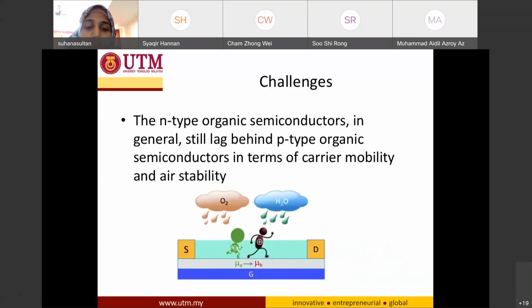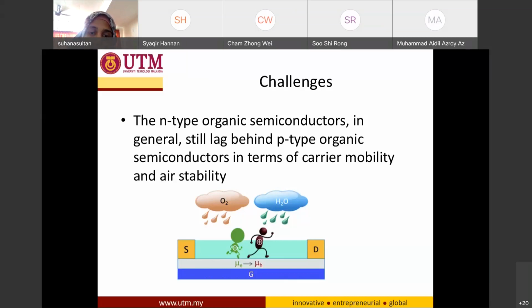But then there are some challenges for organic transistors. One thing is many P-type FETs are being explored. They have used P-type more often to produce the field effect transistor compared to N-type field effect transistor, because N-type organic semiconductors in general still lag behind in terms of carrier mobility and air stability. One of the challenges of organic semiconductor, especially N-type, is that the stability in air is very poor.